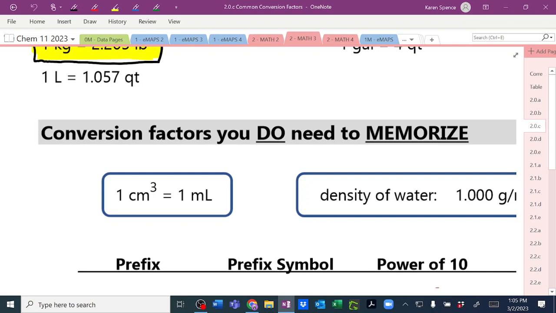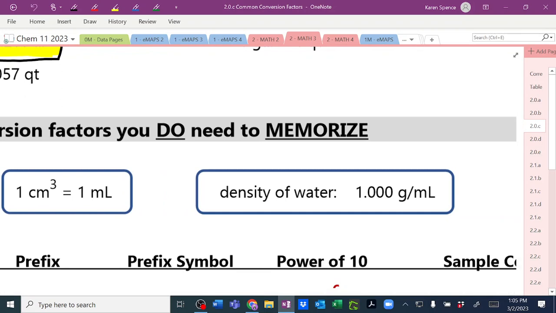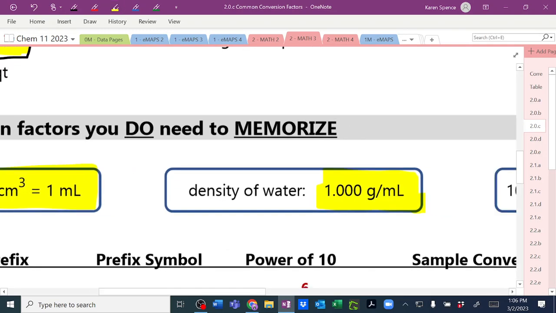So that is one that you are responsible for memorizing, and hopefully by having worked with this physical thing, that will help it stick in your head. Another thing you need to memorize is the density of water, which is a really lovely number. Guess what it is? It is 1 gram per milliliter. So 1 centimeter cubed is equal to 1 milliliter, and 1 gram per milliliter is the density of water.